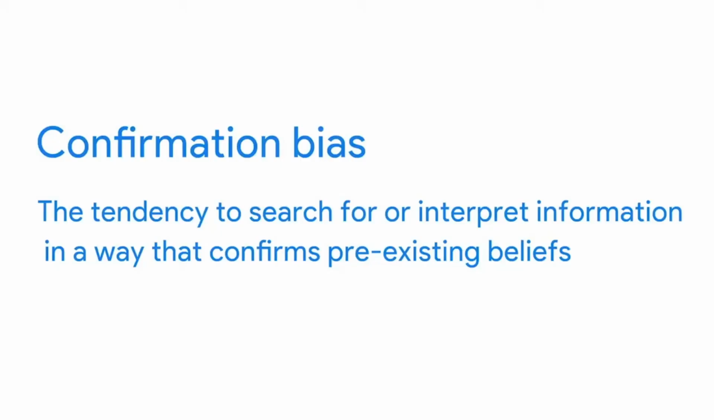The last type of bias we'll cover reminds me of the saying, people see what they want to see. That pretty much sums up confirmation bias in a nutshell. Confirmation bias is the tendency to search for or interpret information in a way that confirms pre-existing beliefs. Someone might be so eager to confirm a gut feeling that they only notice things that support it, ignoring all other signals. This happens all the time in everyday life.